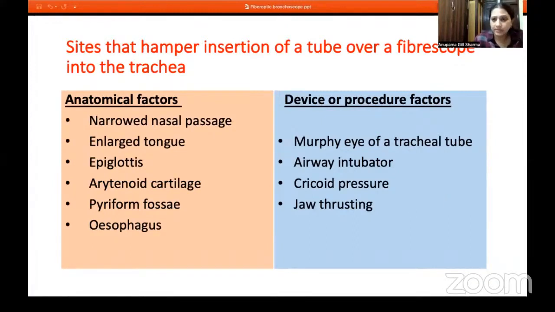Cricoid pressure, if it is being given, can also hamper advancement of the tube. Jaw thrusting: sometimes releasing the jaw thrust can help advance the tube.